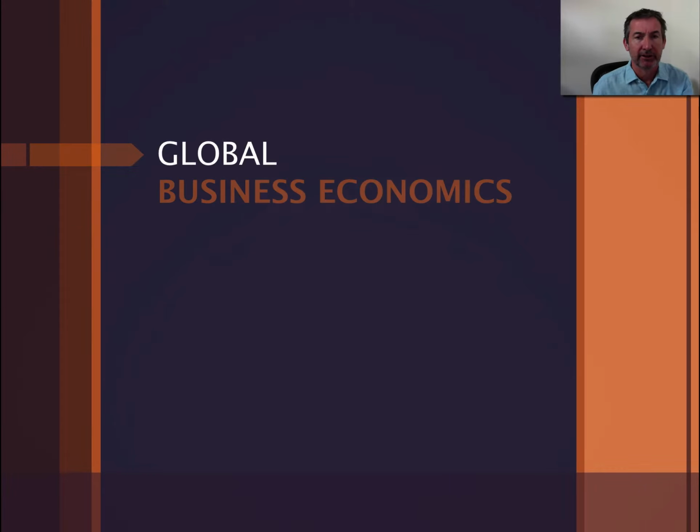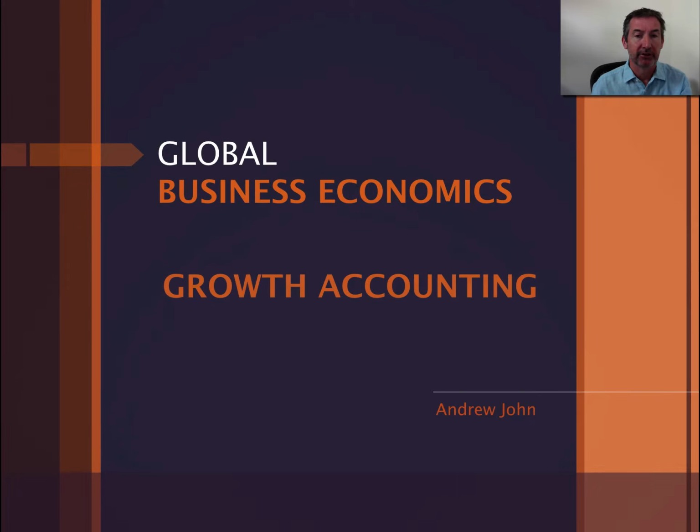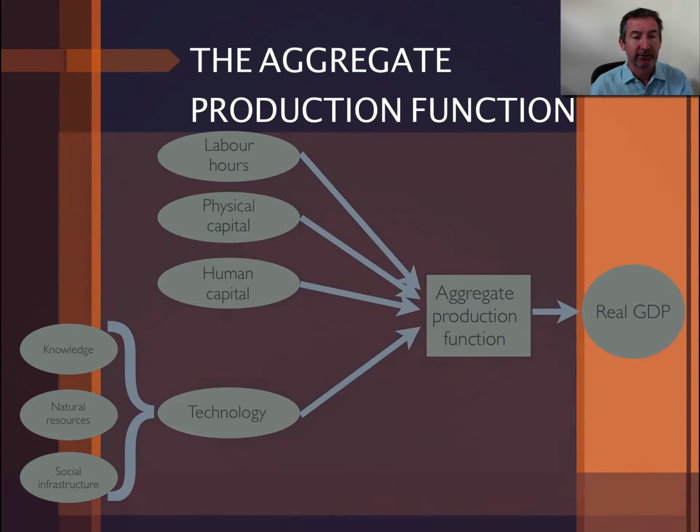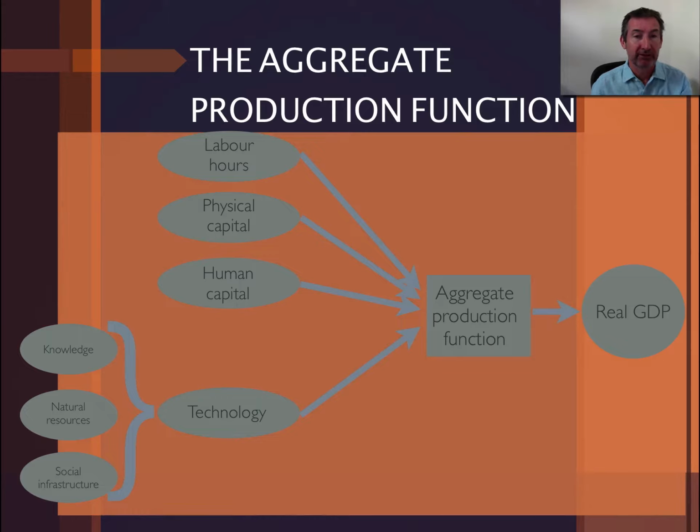This is a lecture for Global Business Economics on growth accounting. In macroeconomics, we often find it useful to represent the overall production of real GDP in an economy using something called an aggregate production function. The aggregate production function takes the aggregate labor hours in the economy, the aggregate amount of physical capital, of human capital, and the aggregate technology, and transforms those into real GDP.